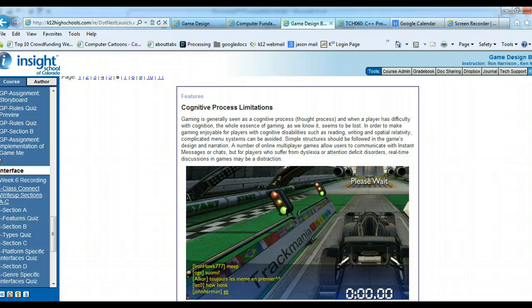Cognitive process. This would be people who maybe have learning difficulties. So of course you can do many different things. You could have different levels of a game, right? You could have people who have trouble reading and writing and spatial relativity. You don't want to have complicated menus. Have very simple menus for those types of people. So simple structures of the game, simple narration, so that people can understand that stuff.